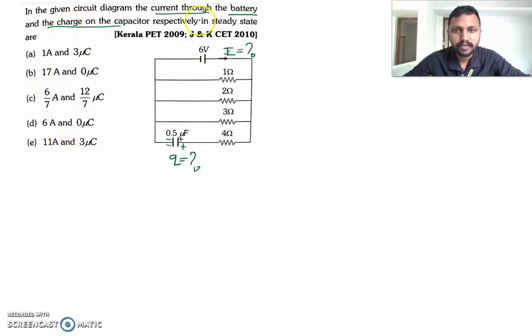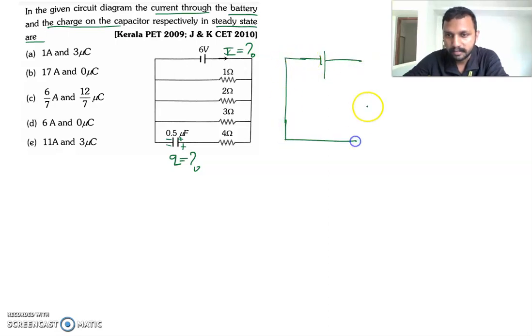In the given circuit diagram, if they are saying it is in steady state, it means the capacitor will get fully charged. If the capacitor is fully charged, the capacitor will behave like a short circuit. Capacitor will behave like a short circuit means at steady state, I could redraw the circuit diagram like this. Let me redraw the circuit diagram at steady state.